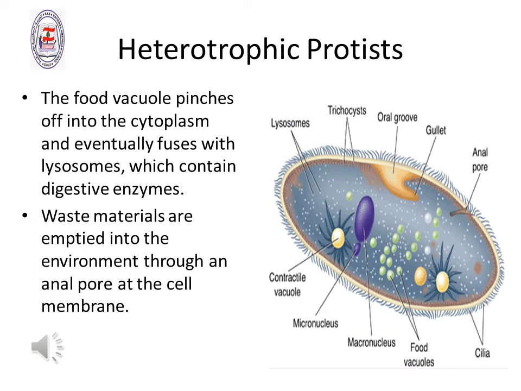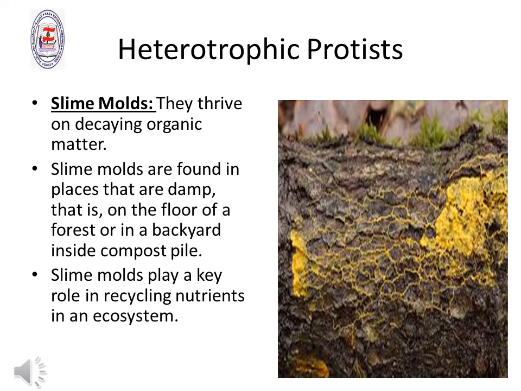The food vacuole then pinches off or squeezes itself into the cytoplasm and eventually fuses with lysosomes, which contain digestive enzymes. Waste materials are emptied into the environment through an anal pore at the cell membrane. We discussed amoebas and ciliates. Now it's time to discuss slime molds.